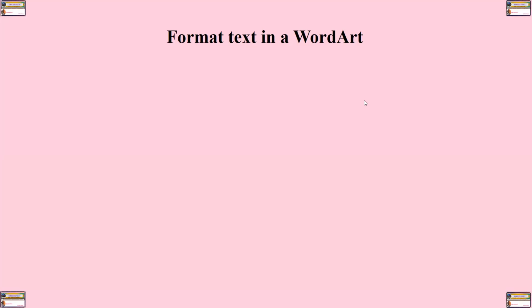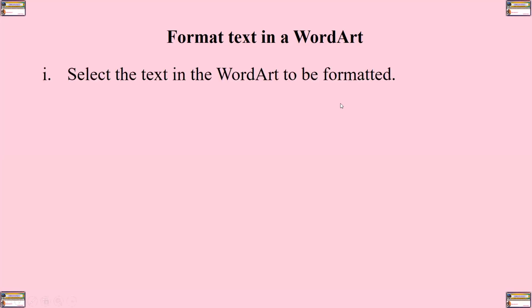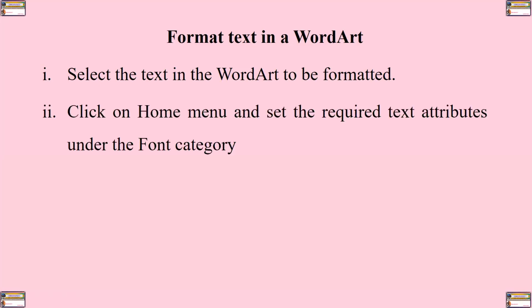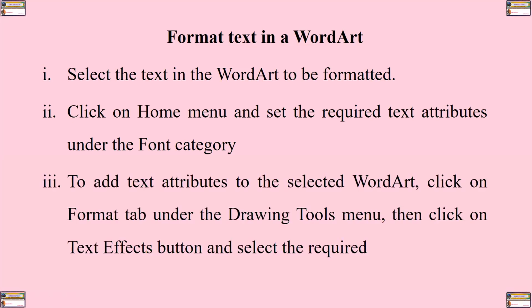Just as you have seen, my dear students and the rest of the learners, you can always format the text in a WordArt. So if you want to format text in a WordArt, just as I have done, you select the text in the WordArt to be formatted. Then click on the Home menu and set the required text attributes under the font category.